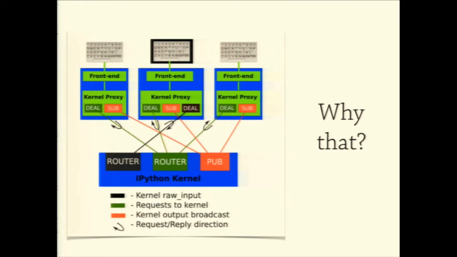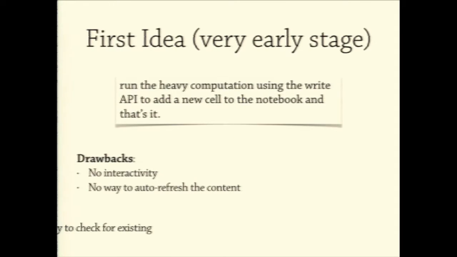So in very general terms, I would like to say that the communication from client to server happens at socket level with the message passing interface, and the developers did an astonishing job trying to standardize the message passing protocol. So my very first idea, at a very early stage, was to run the heavy computation using the write API, try to add the new cell, the output cell, to the notebook, and that's it.